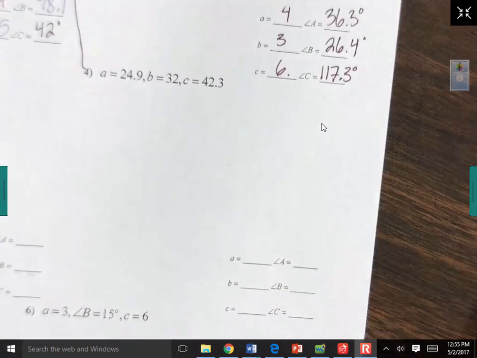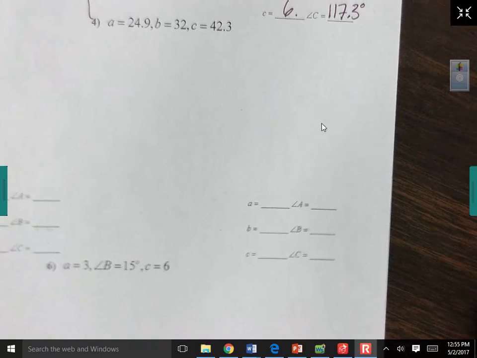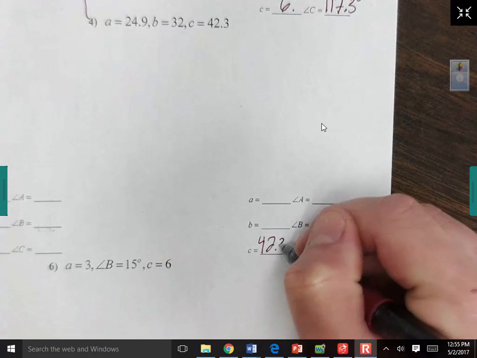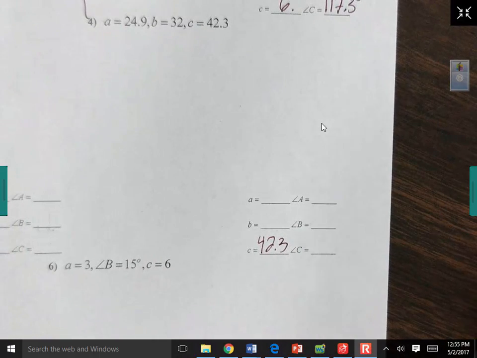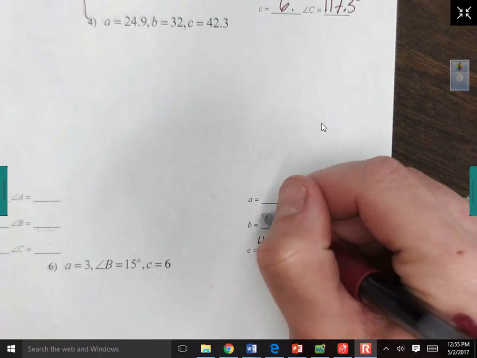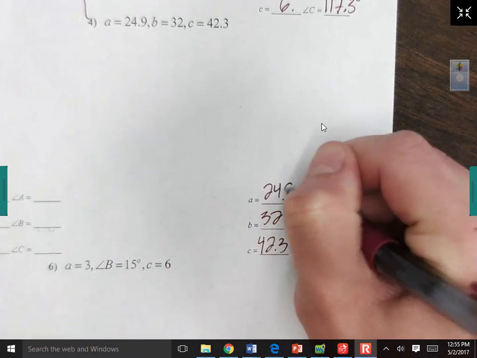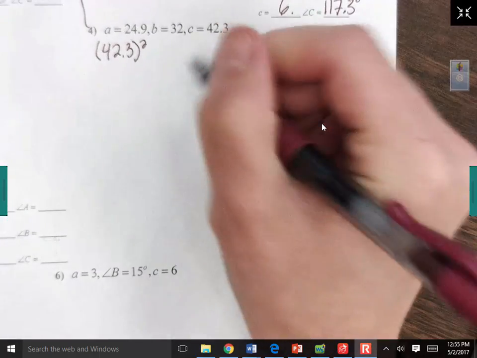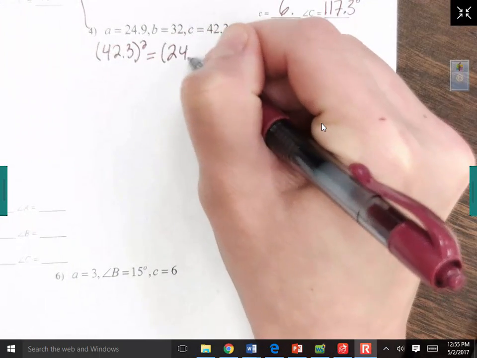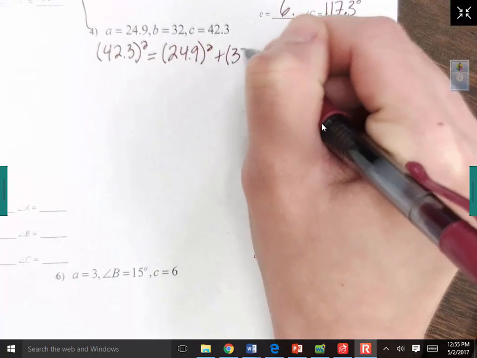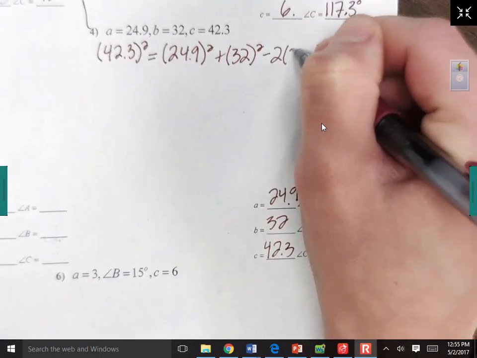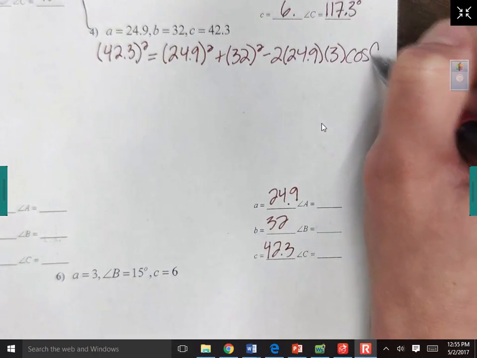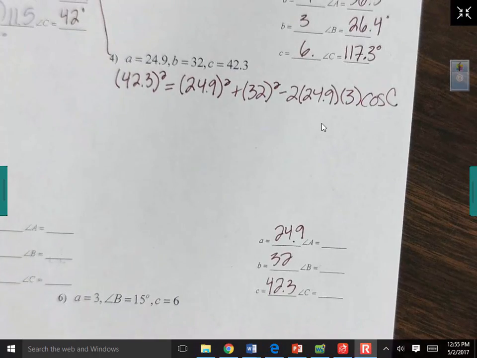On number 4, what is the largest side? The largest side is C. Right. And this is definitely one that we're going to want to put in our calculator because these numbers are going to get quite large, aren't they? Just think about squaring 42.3. So 42.3 squared is equal to 24.9 squared plus 32 squared minus 2 times 24.9 times 32 times the cosine of C. It's a lot, just all those numbers, huh?